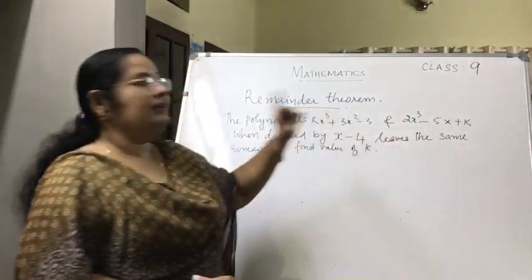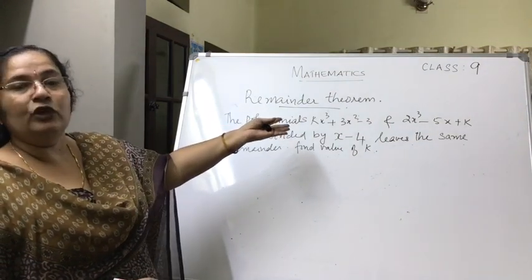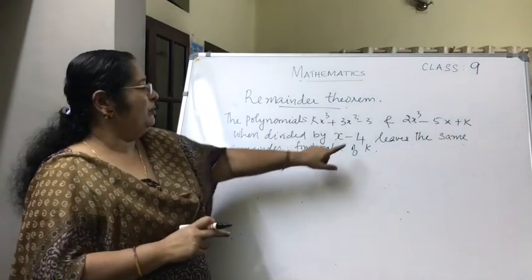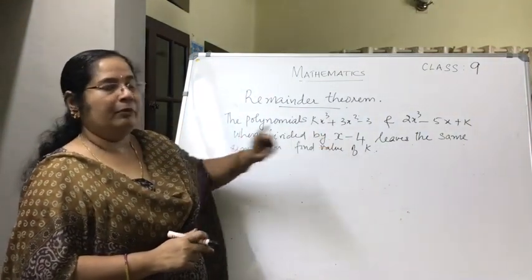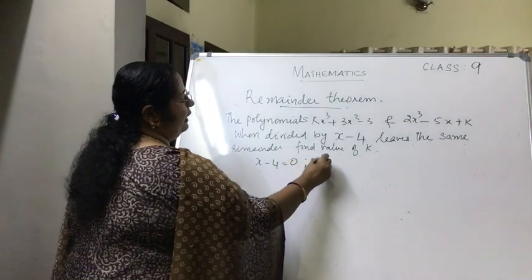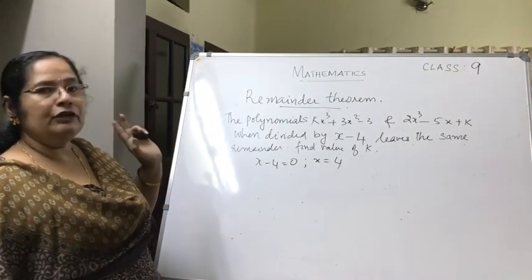You have two variables k. What is the value of k? So what are you going to do? First, you will find the zero of the linear polynomial. So equate x minus 4 to 0. You get the value of x as 4. x minus 4 equals 0, so x is 4. So the zero you have found out.